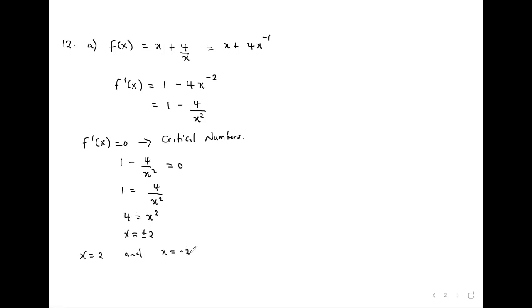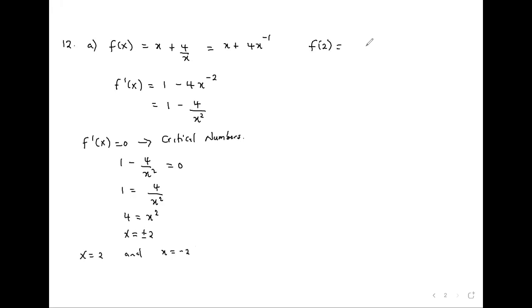So these two numbers will give us turning coordinates for the function. And those turning coordinates are what we refer to as extreme points. So go to the function and take the corresponding values of these.